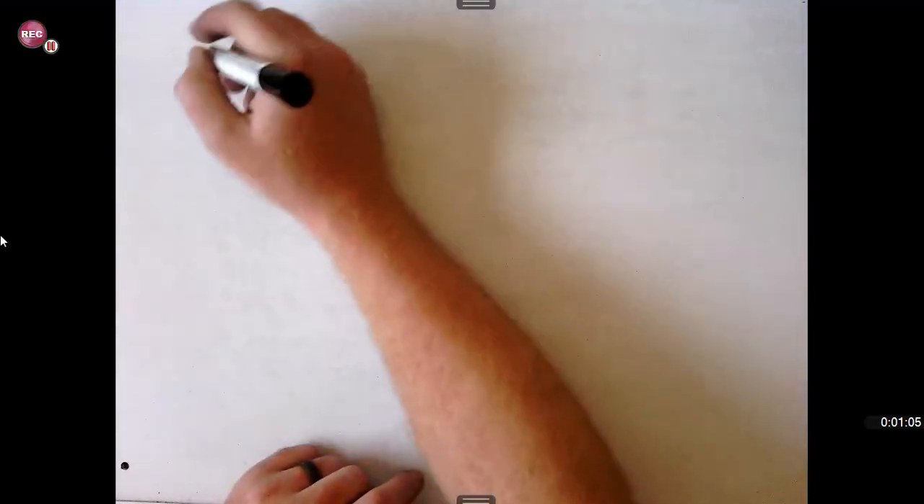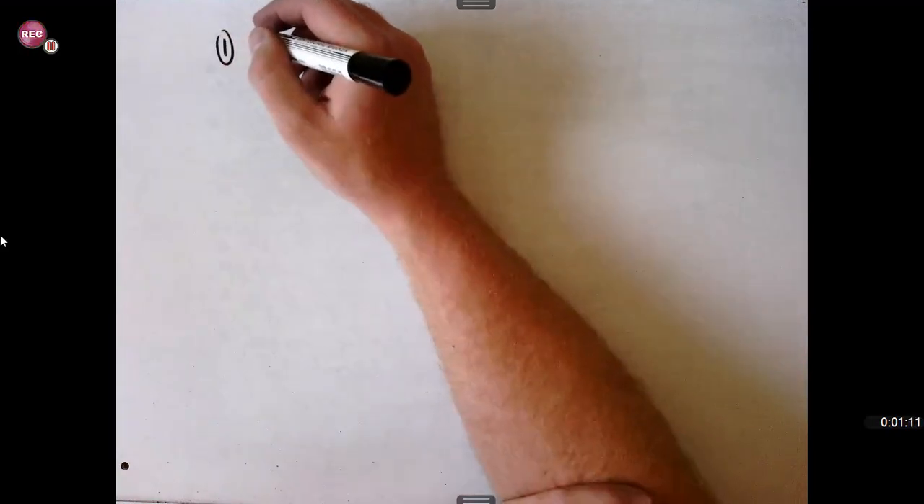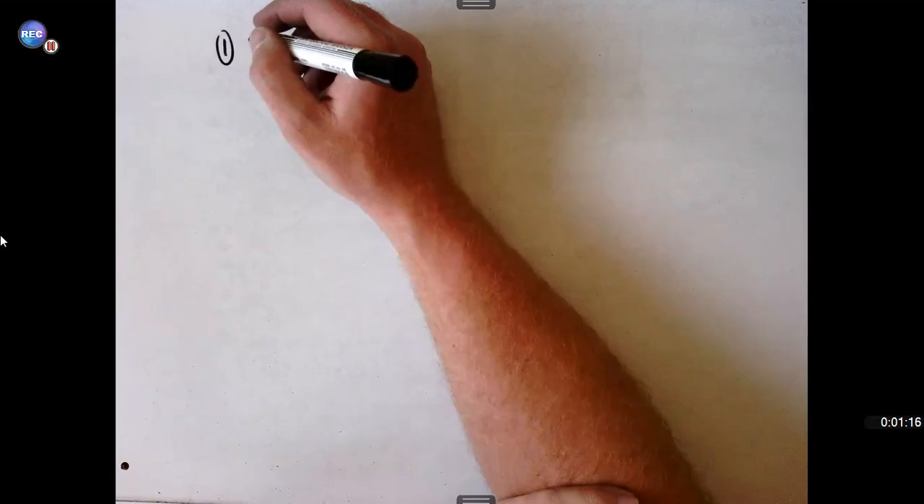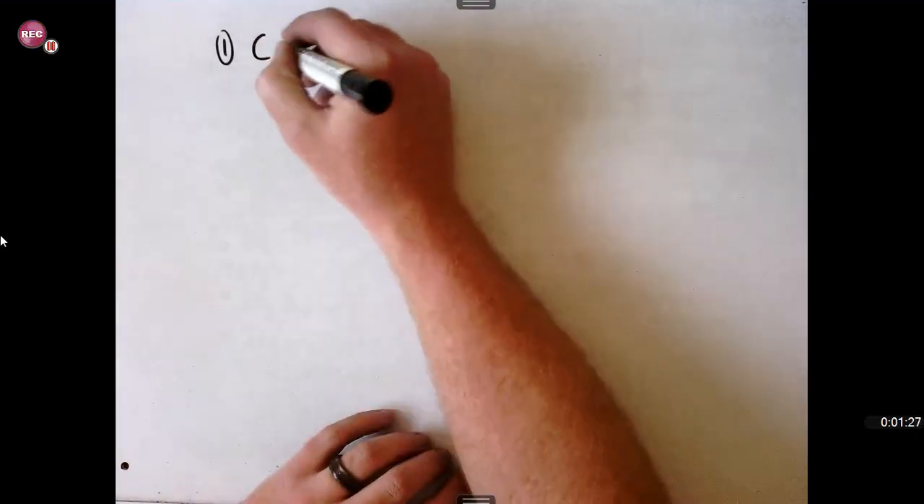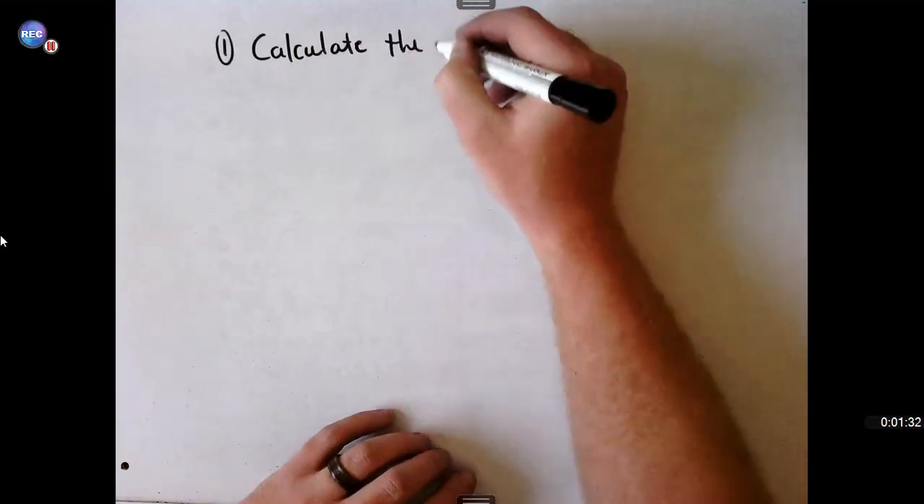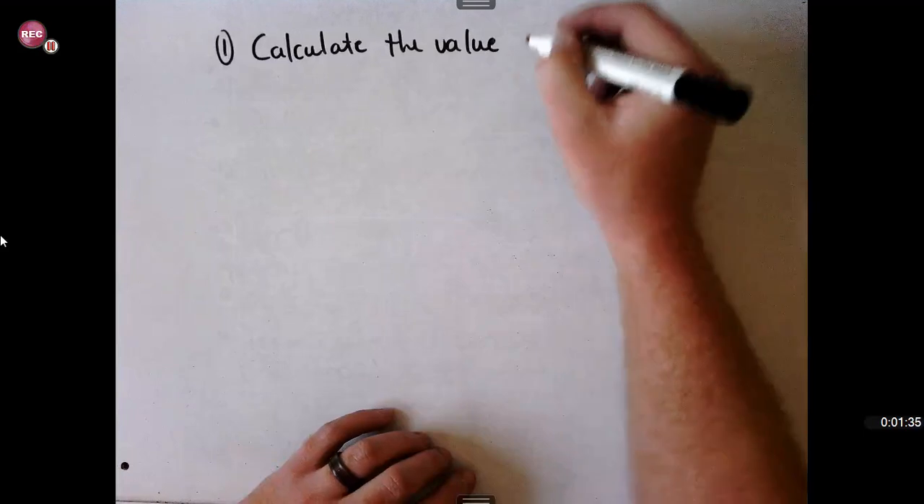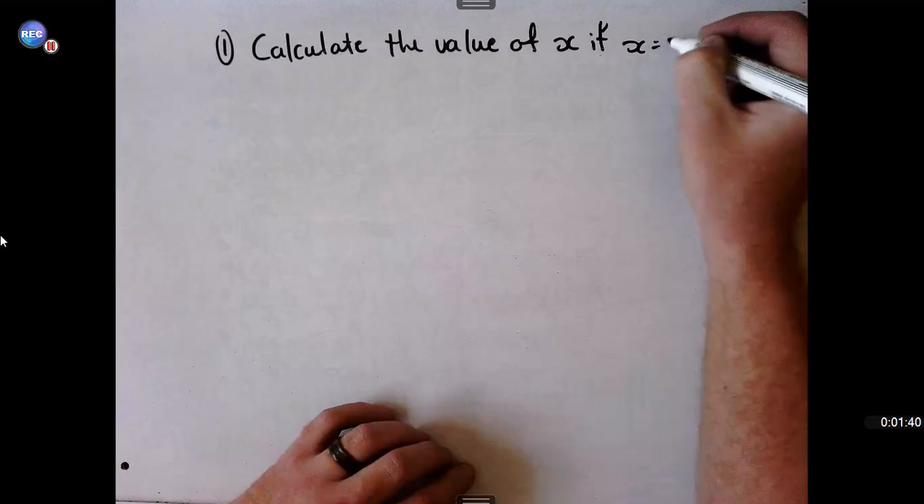Okay, so our first question would be an easy question. In this case, the first question would state the following. It says that DEFG is a rectangle with an interior angle equal to x plus y. They then tell you to calculate the value of x if x is equal to y.